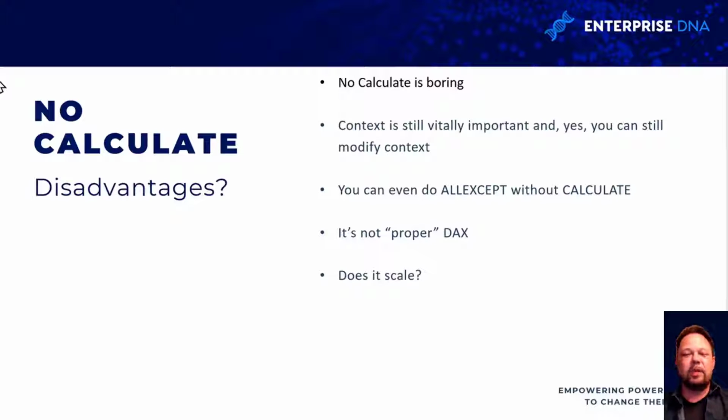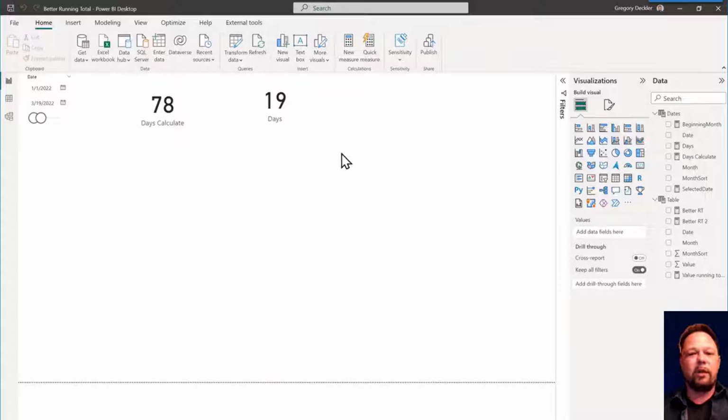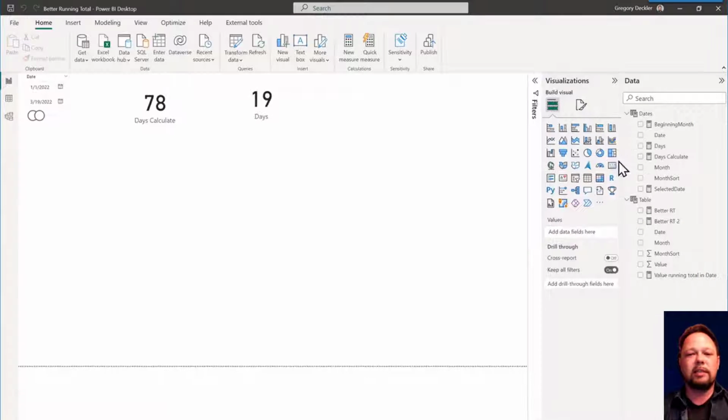And then the last one that Brian's going to cover later on is, does it scale? Does the no-calculate approach scale to tens of millions or hundreds of millions of records? I'll let Brian cover that. But for now, let me jump into a few examples that I have here around how CALCULATE can make things difficult or non-intuitive or give you wonky results and things like that.